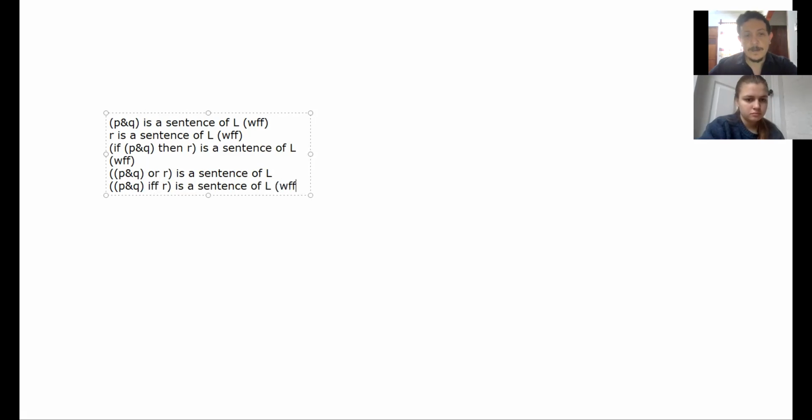So you see what I'm saying? You can keep iterating this procedure indefinitely. Once you find out that some things are sentences of a language, you can just keep putting them together and form larger sentences. And indeed, that's what happens in every language.